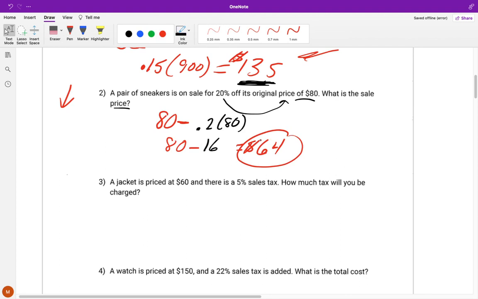So when we're doing this, to find how much we're paying in tax or in discount, we're taking the percentage of that number. And then we're either going to add it or subtract it depending on what it is that we're solving for. Sales, discounts, depreciation, things like that are going to be subtracting. Taxes, inflation, things like that, interest earned are going to be addition.